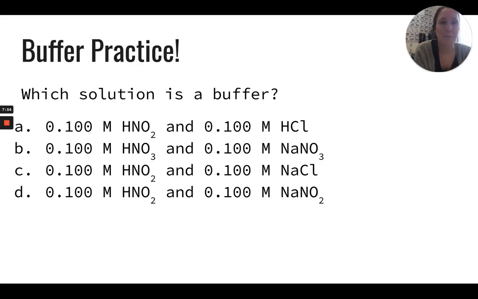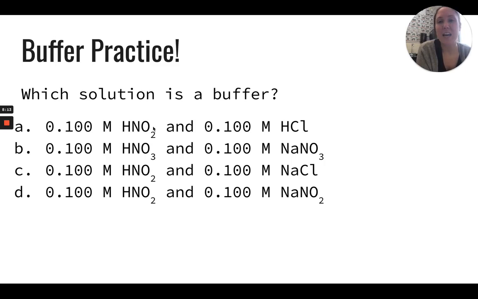So let's look at a couple practice questions to test our knowledge of a buffer. So the first thing we have to do is be able to identify a buffer solution. So take a look, which one of these solutions is a buffer? Okay, let's check it out.